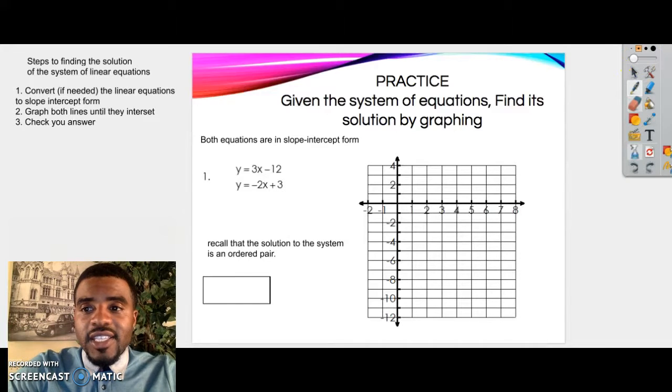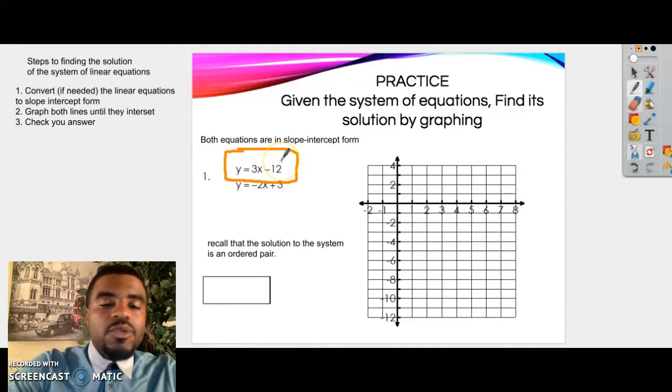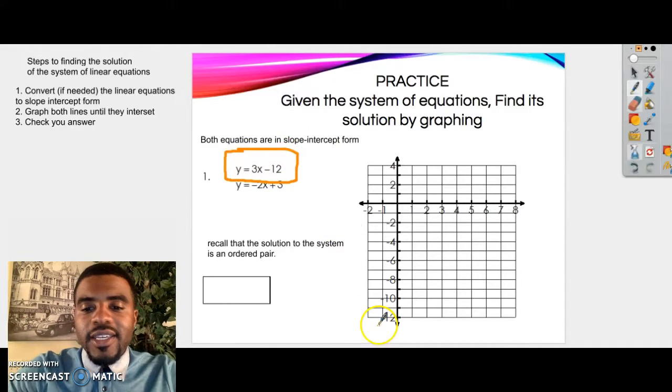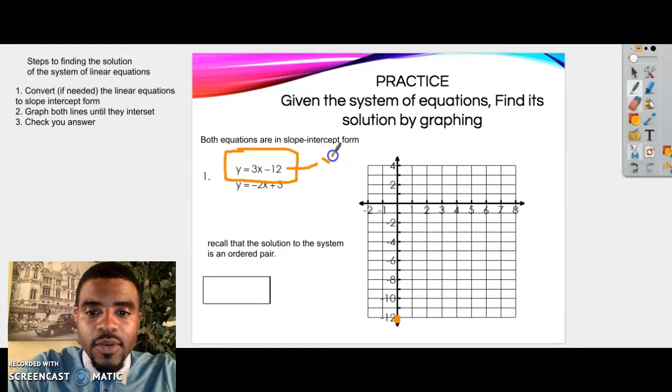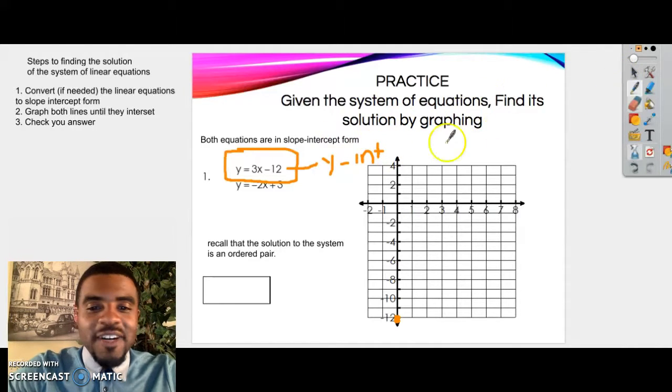So again, the good thing is that they're in slope-intercept form. And I'm going to use orange for the first one. Now, -12 tells me that there's a point right here, because that is the y-intercept. So remember that. It's the y-intercept. We just did that in the previous slides. The slope is +3.